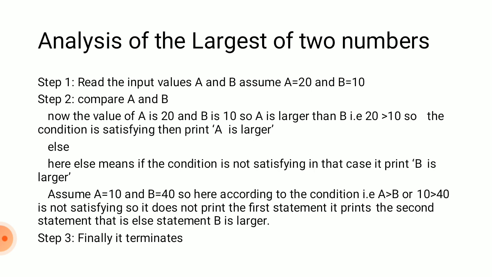Else, if the condition is not satisfied, in that case it prints B is larger. Here we will take another example. Assume A is equal to 10 and B is equal to 40. According to the condition, A is greater than B, or 10 is greater than 40, is not satisfied. So it does not print the first statement, it prints the second statement, that is the else statement, B is larger. So either it prints A is larger or B is larger according to the condition used in the algorithm. After printing, finally it terminates.